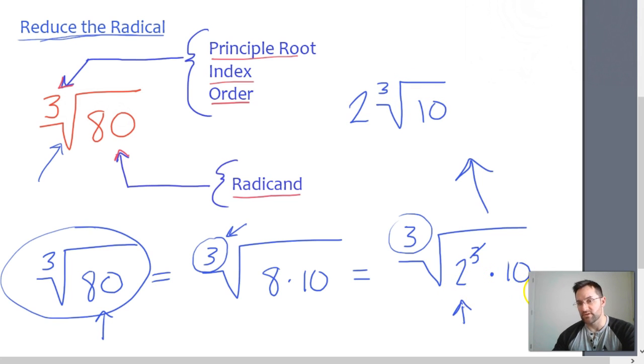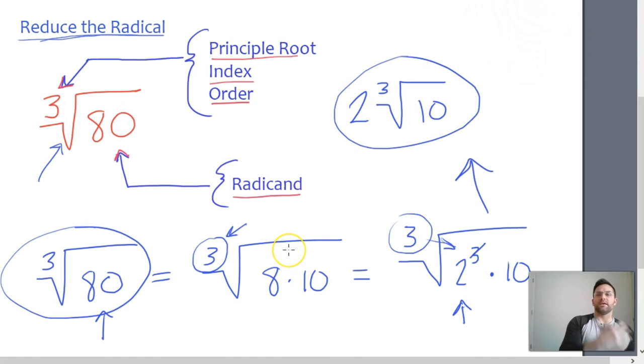We had 2 cubed times the cubic root of 10. We got rid of that cubed, right? We were able to reduce that out because of the principal root number here, or the index here. So we're left with 2 times the cubic root of 10, because we still have to multiply that 2 against that cubic root of 10. And so we've reduced it to its lowest terms, keeping it in radical form and not converting it to a decimal or something like that. So, all right, there we go.